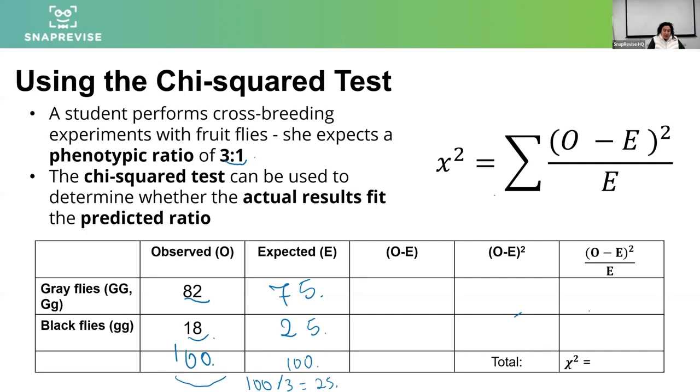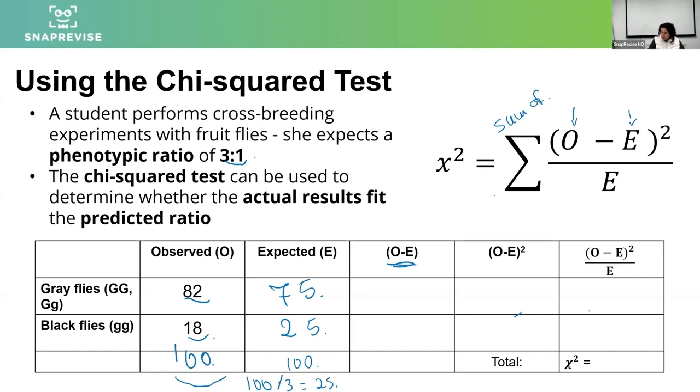So then I go ahead and calculate my chi-squared step by step, right? So this is, of course, observed. This is expected. This S stands for sum of. The best way to do it is to create these columns and calculate each term separately. So first I calculate my observed minus expected.